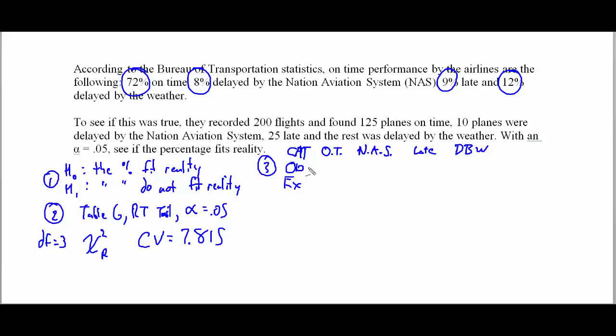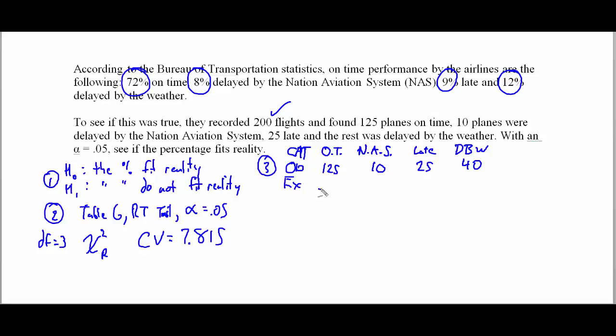Now, the observed values are that we found there were 125 planes on time, 10 planes were delayed by the NAS, 25 were late, and the rest were delayed by weather. That answer would be 40, because if I add up all these numbers, it makes a total of 160, so the remaining 40 would give us back the 200. In terms of expected, I need to do some calculations, because you'll see that this is a percentage, so 72% were on time.